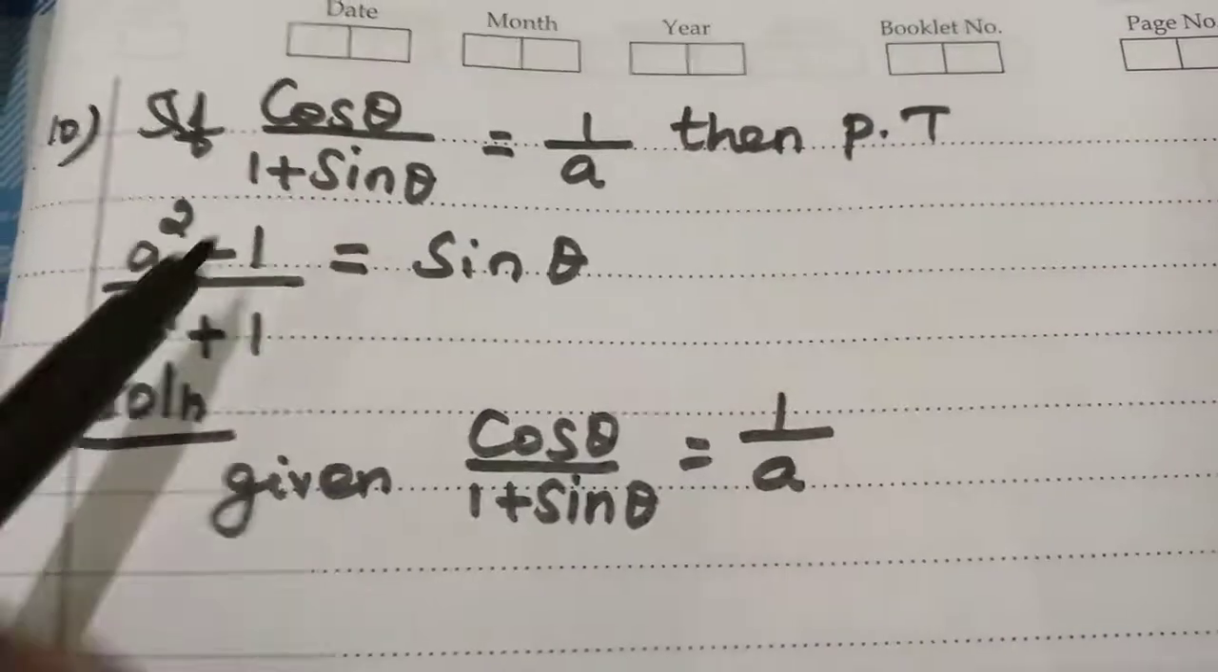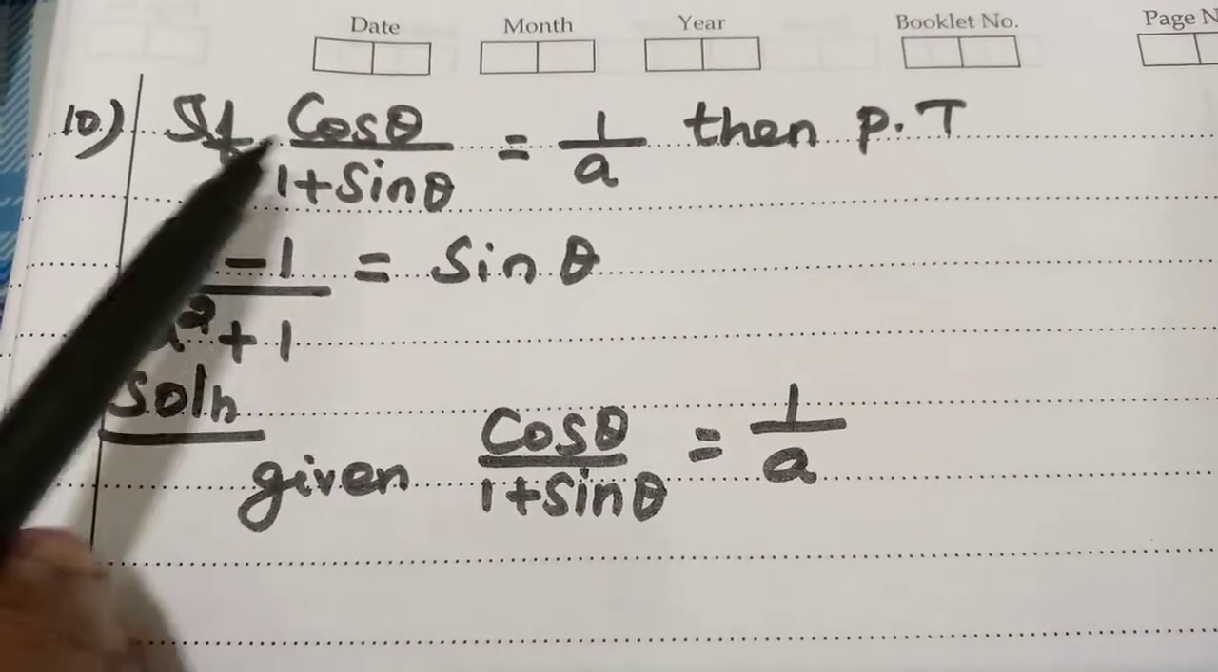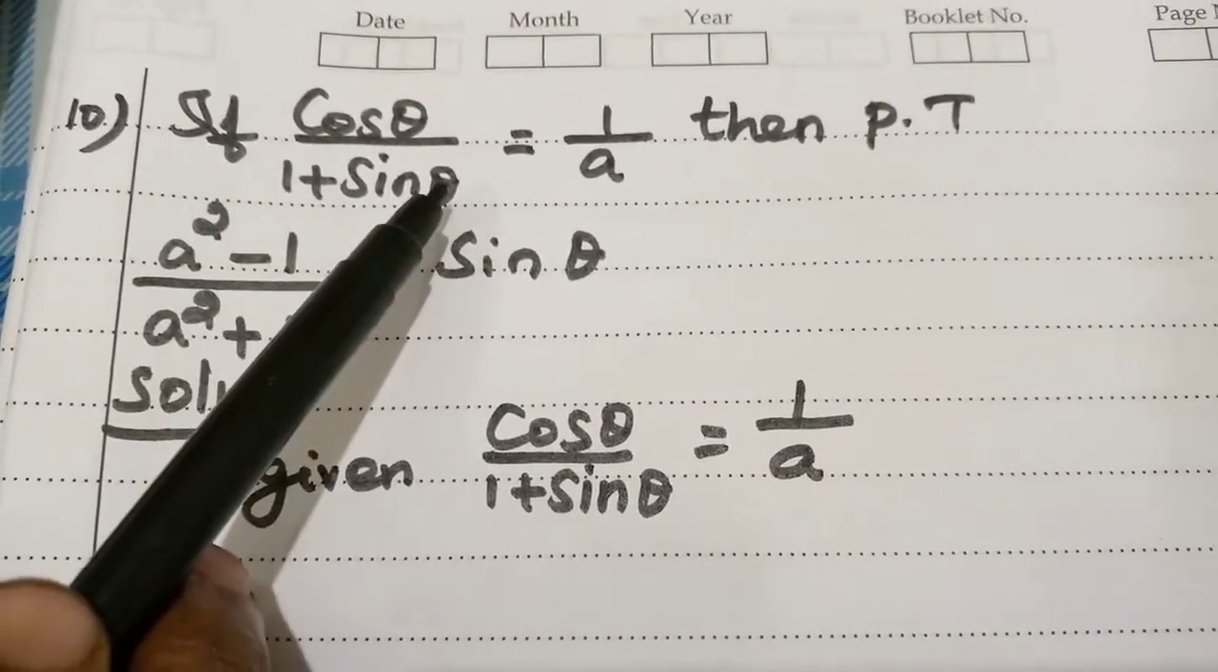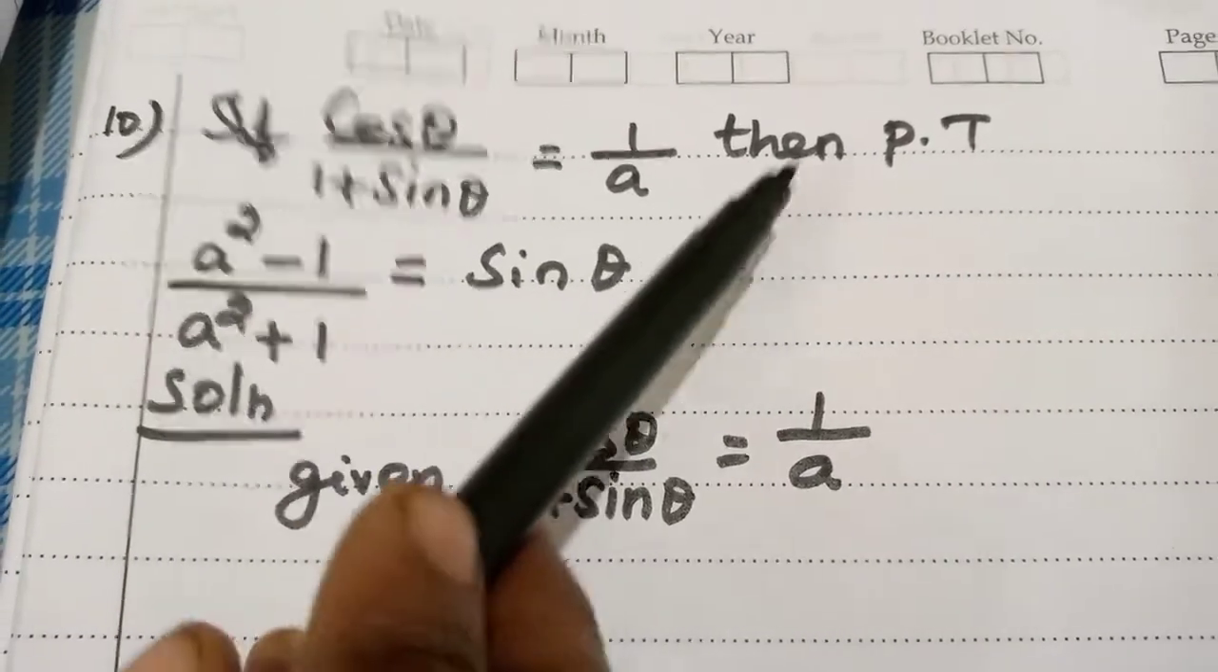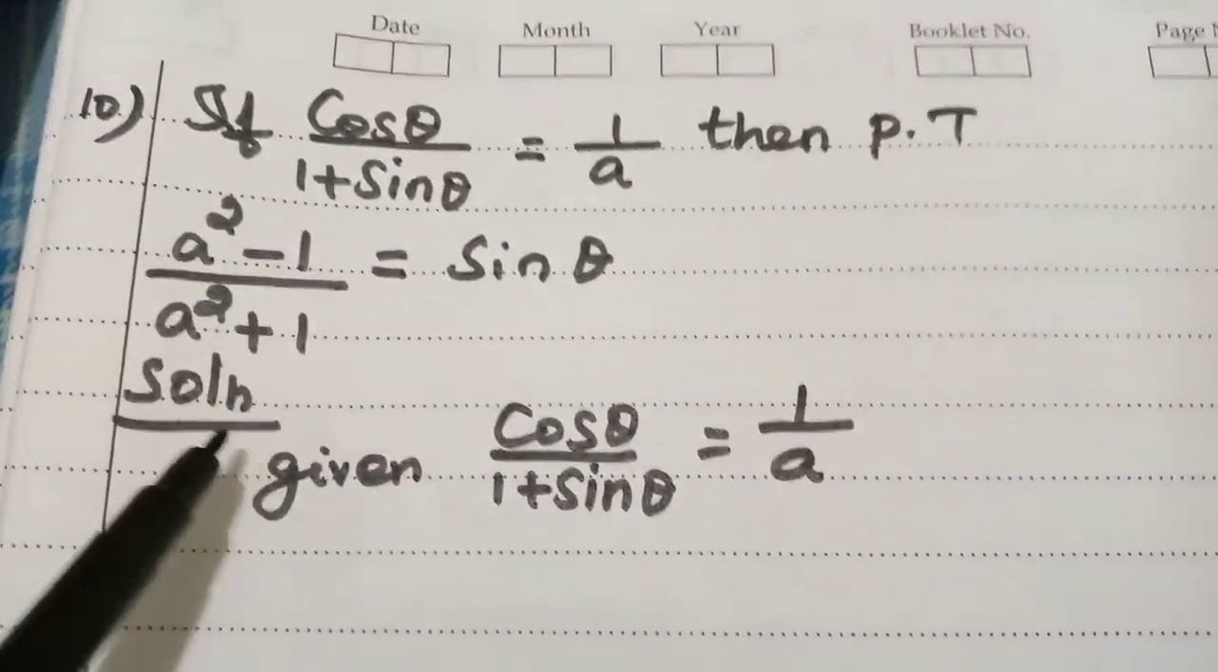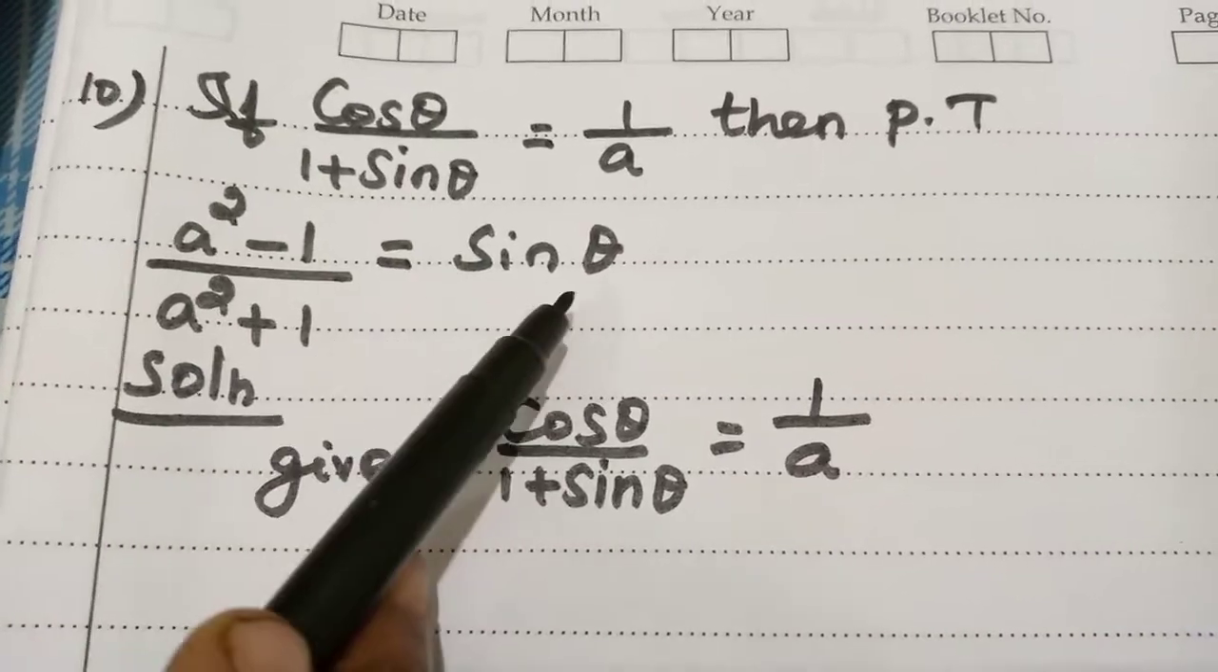Next let's write question number 10. What is question number 10 now? If cos theta by 1 plus sin theta equals 1 by a, then prove that a square minus 1 by a square plus 1 equals sin theta.